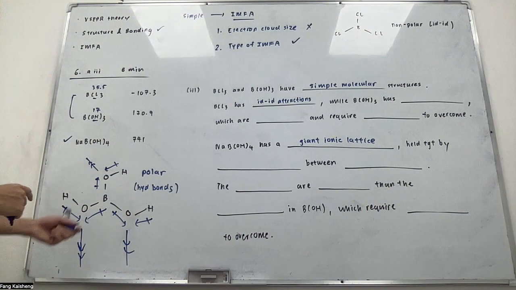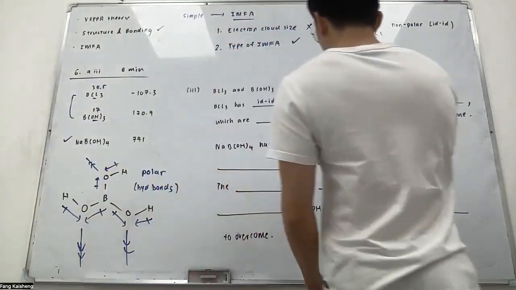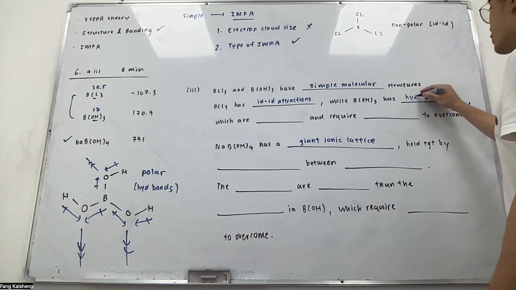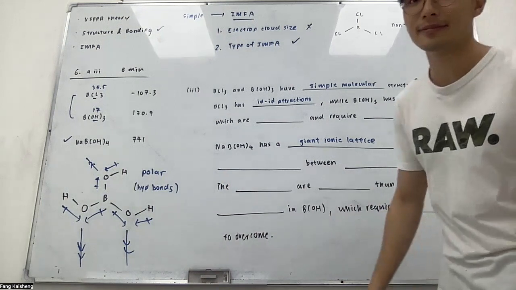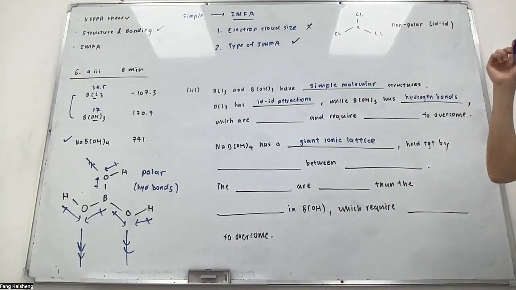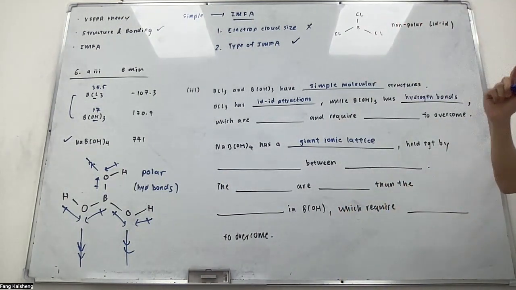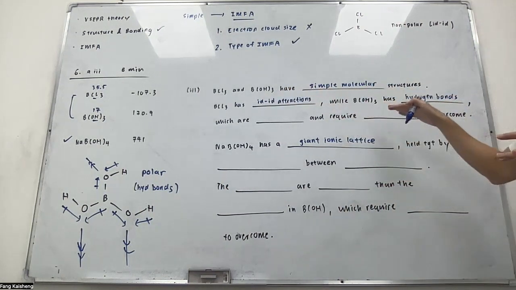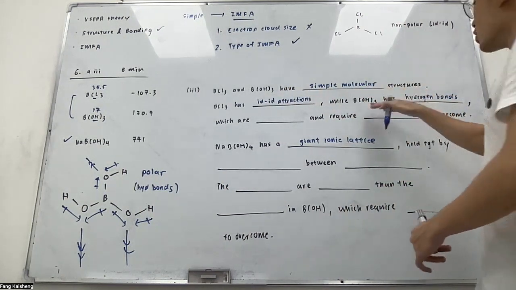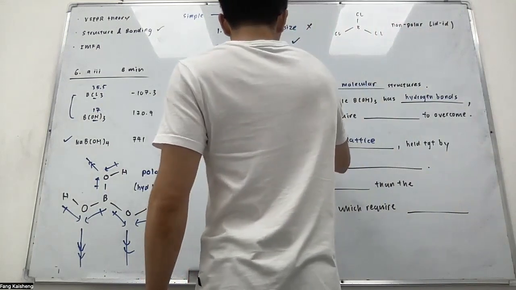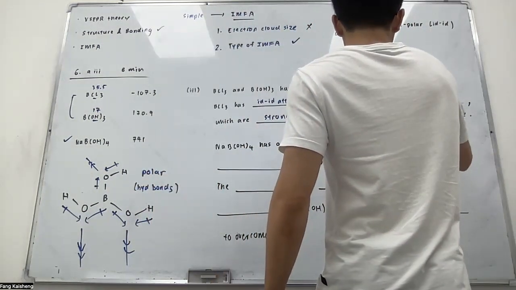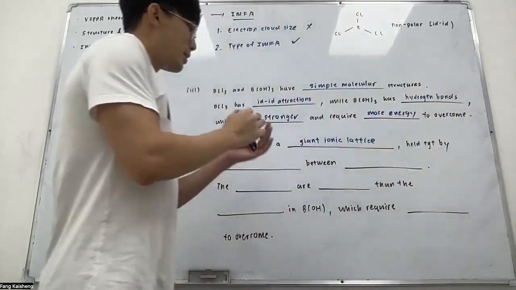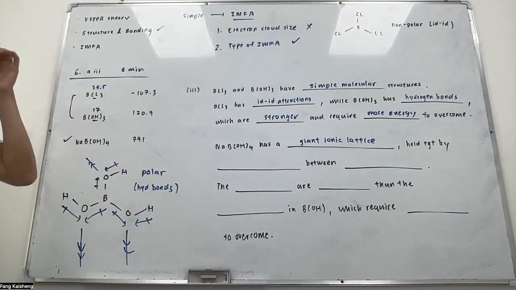Alright, then finally, okay, we need to fill in everything. BCl3 is IDID, BOH3 is hydrogen bonds. So guys, does this explain this question? It does, right? Hydrogen bonds are stronger. So you see how I just continue my sentence, I don't repeat the thing again. BOH3 is hydrogen bonds which are stronger and requires more energy to overcome. So it flows very nicely and you've cut down your answer into just this short paragraph.